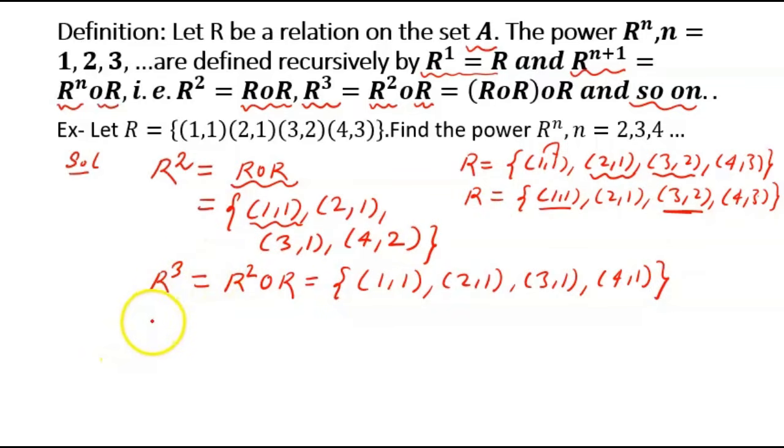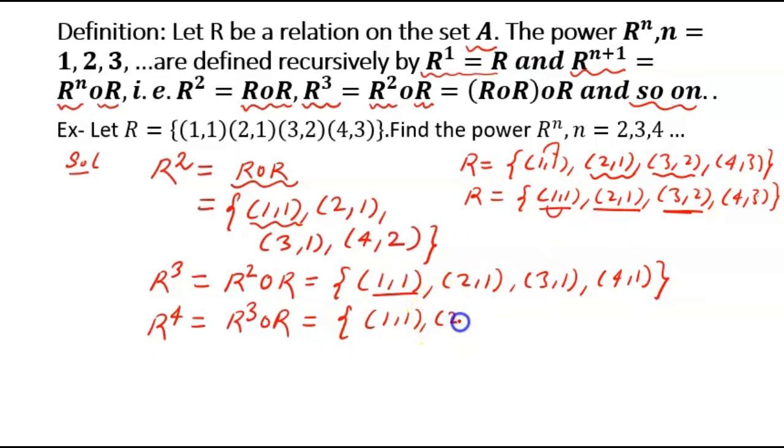If I ask you what is R to the power 4, then it will be R cube composition R. So let us do it again. In R, 1 goes to 1 and here also 1 goes to 1, so 1 goes to 1. Here 2 goes to 1 and here 1 goes to 1, so here also 2 goes to 1. Here 3 goes to 2 and here 2 goes to 1, so 3 goes to 1. Here 4 goes to 3 and here 3 goes to 1, so we get 4 goes to 1.